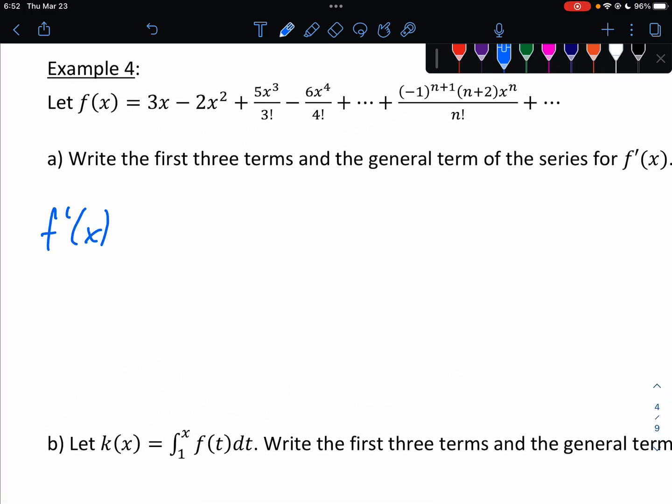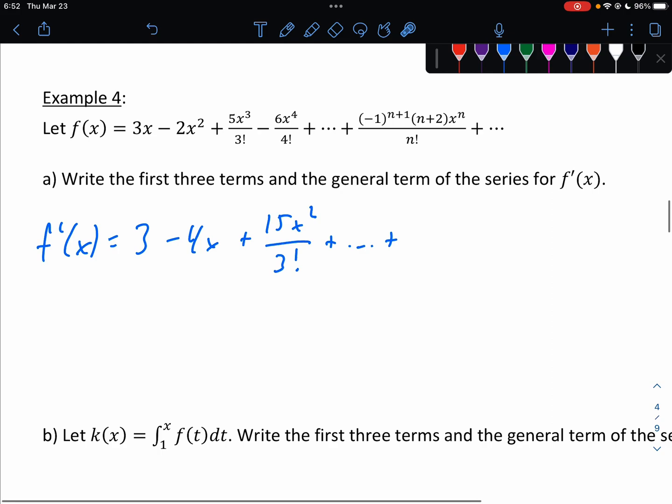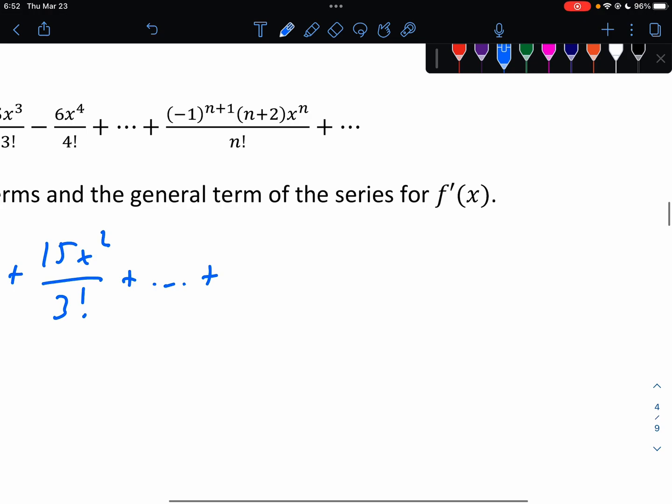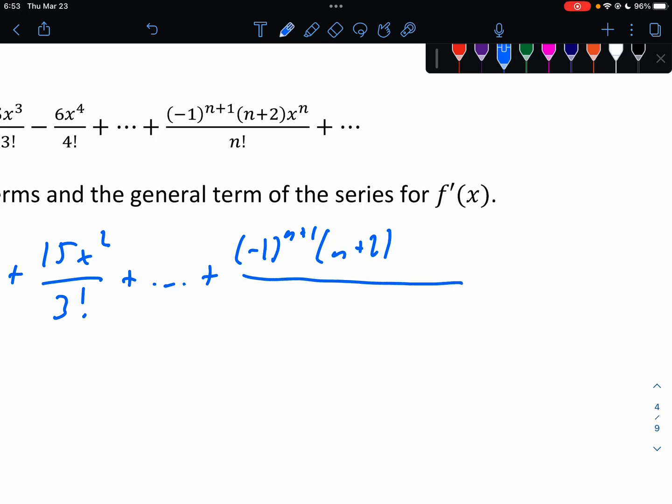So f prime of x will be 3 minus 4x plus 15x squared over 3 factorial. All right, now the nth term, or the general term, remember, all we're doing is differentiating this crazy looking term here. We're just going to copy everything down. It does not involve an x. Of course, I wrote an x when I said it. And then differentiate the x part of it, which is n x to the n minus 1.